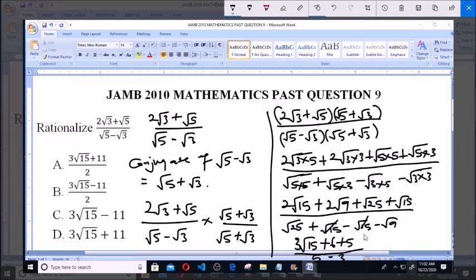So this is equals to 3 root 15 plus 6 plus 5 will give us 11 all over 5 minus 3 will give us 2. So the answer is 3 root 15 plus 11 all over 2, and that is option A, 3 root 15 plus 11 over 2.